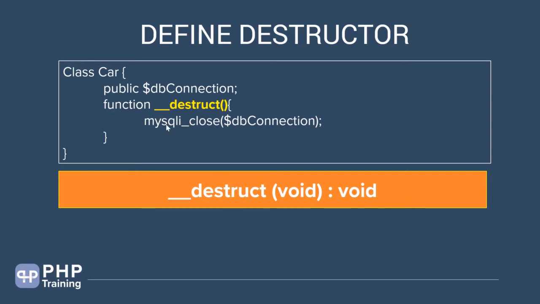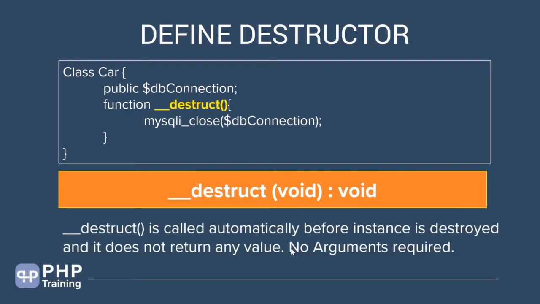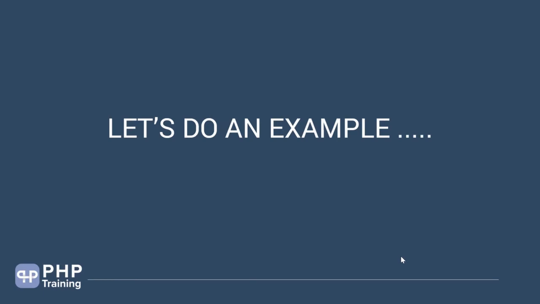A good example is to close the connection that is opened in the constructor. So let's do a quick run through. The destructor is called automatically before the instance is destroyed, it does not return a value, and no arguments are required. So let's do an example of a destructor and understand how it works.